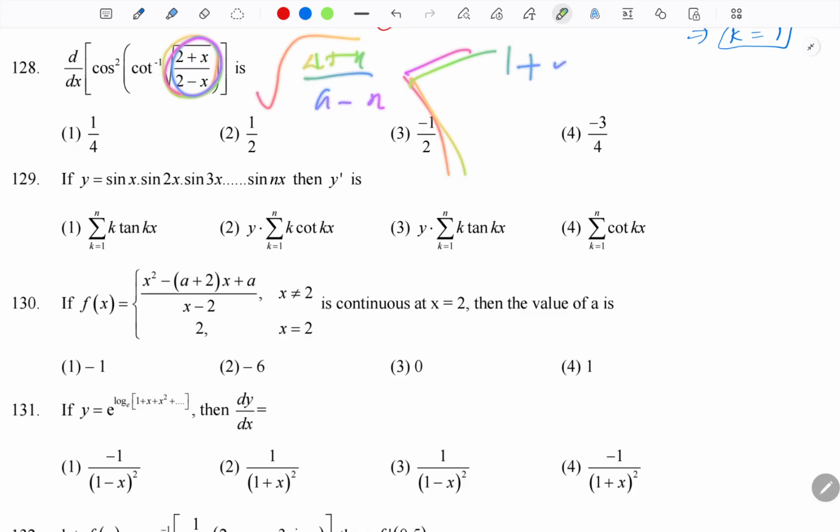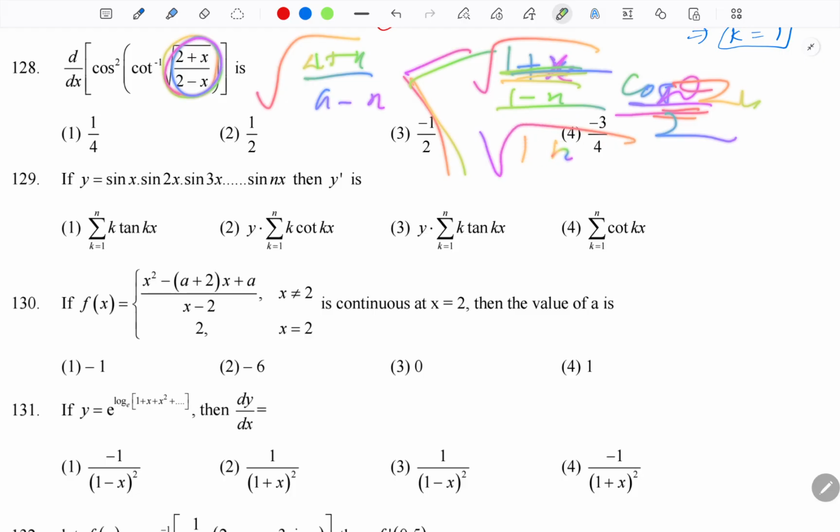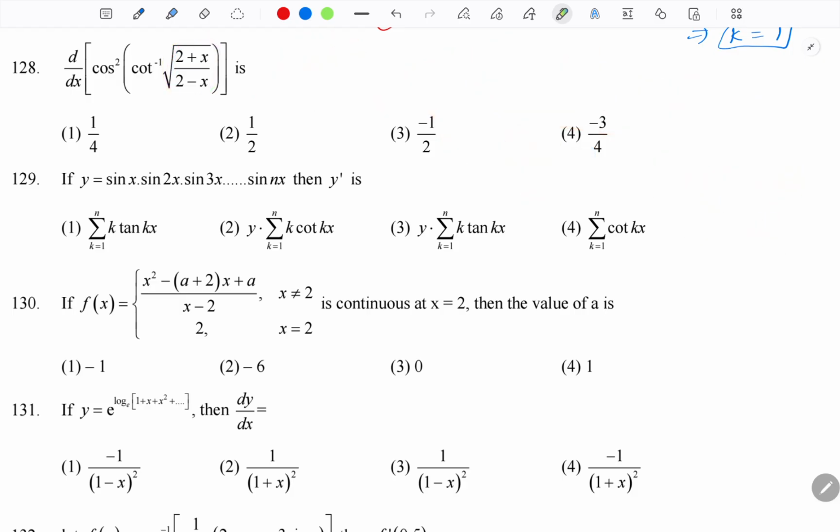If it is 1 plus x under root 1 minus x, put x equal to cos theta. Simple. Why? Because of 1 plus cos theta, the direct formula gives 2 cos square theta by 2, and 1 minus cos theta gives 2 sin square theta by 2. Suppose it is 2 plus x by 2 minus x, here x is not 1. That time put x equal to cos 2 theta, then we can take 2 out, and cancellation will be very easy.